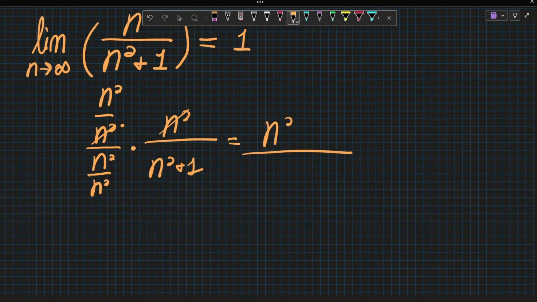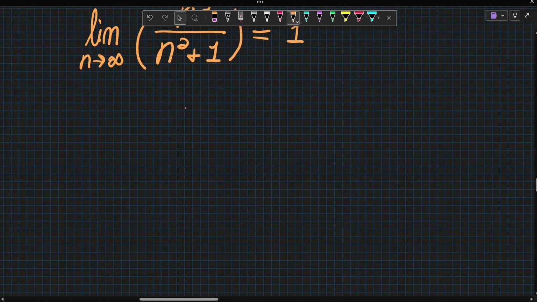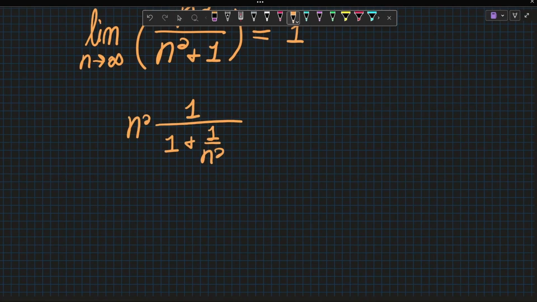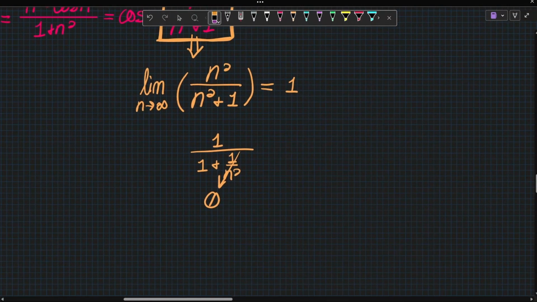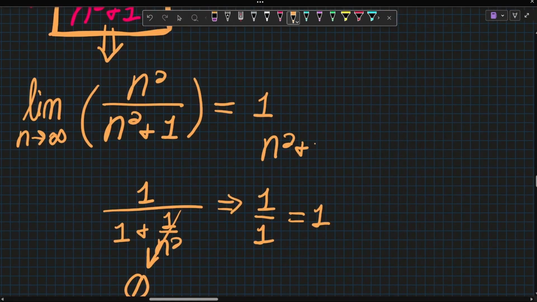Then on the bottom, basically what we can do is factor out an n squared, so we get 1 over 1 plus 1 over n squared. As n goes to infinity, 1 over n squared becomes 0. So we get basically 1 over 1, which is 1. Or in other words, n squared plus 1 behaves just like n squared as n approaches infinity.